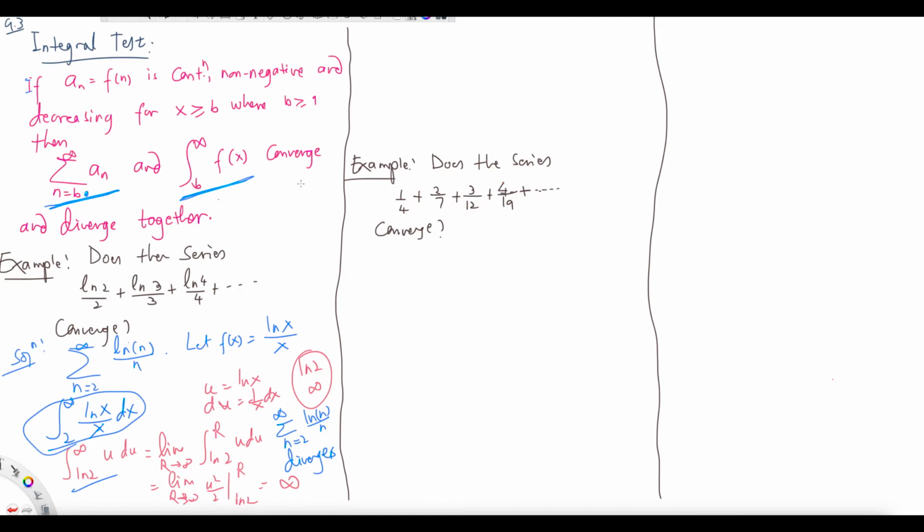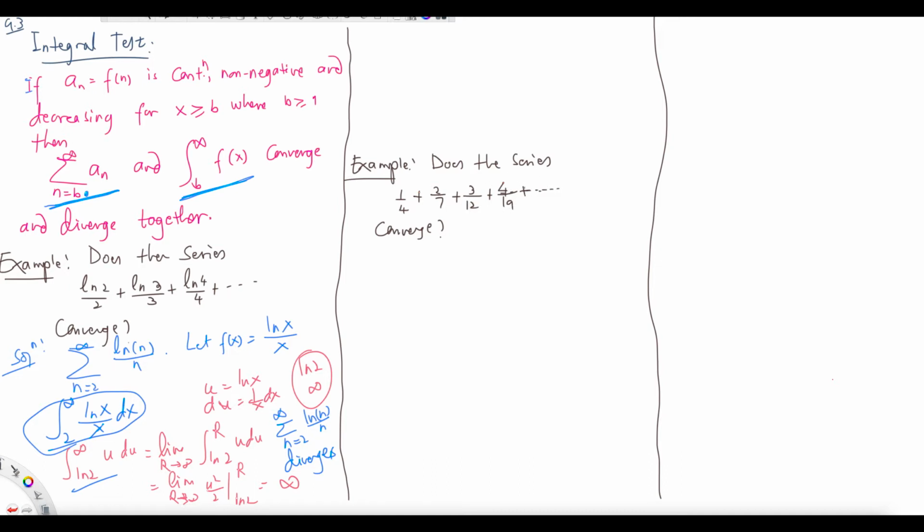Okay guys, so let us do another example. It says, does the series 1 over 4 plus 2 over 7 plus 3 over 12 plus and so on diverge or converge? So how do I write this in summation form? You see there is 1 on the top, 4 on the bottom, 2 on the top, 7 on the bottom, third term is 3 over 12, fourth term is 4 over 19.